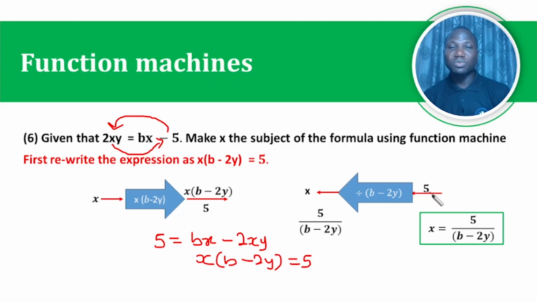Now the output here is 5. So if 5 goes back into the inverse machine, this machine multiplied by b minus 2y, that means that for the inverse we do the opposite of what this machine did, which will be division, divide by b minus 2y. So 5 divided by b minus 2y will give us our final subject, x. So x will be equal to 5 over b minus 2y.